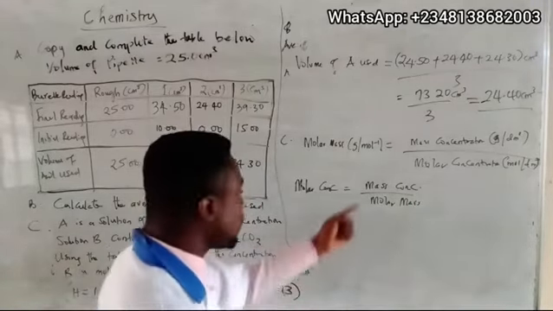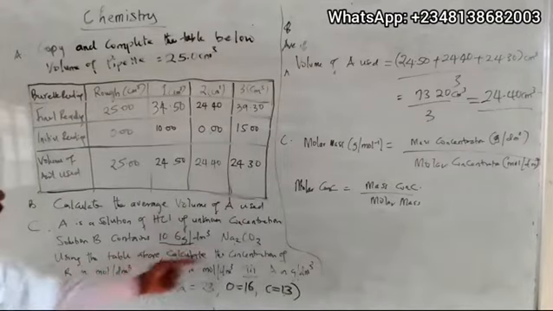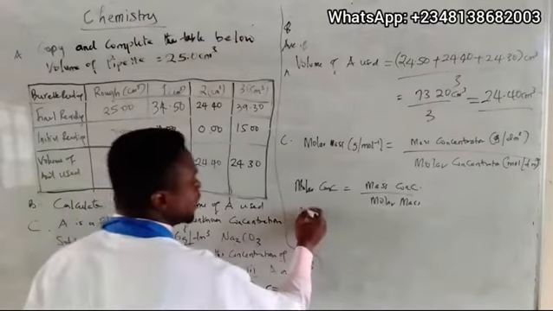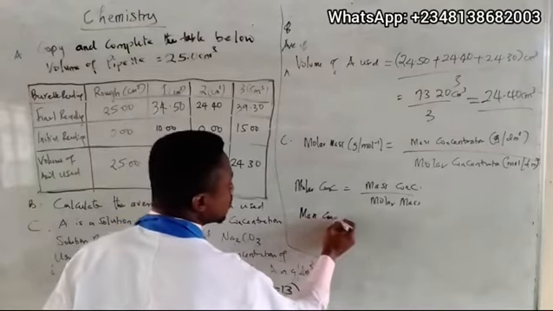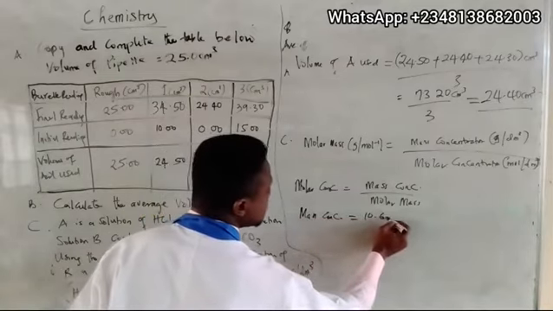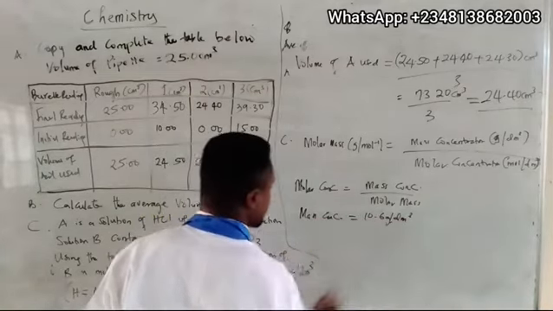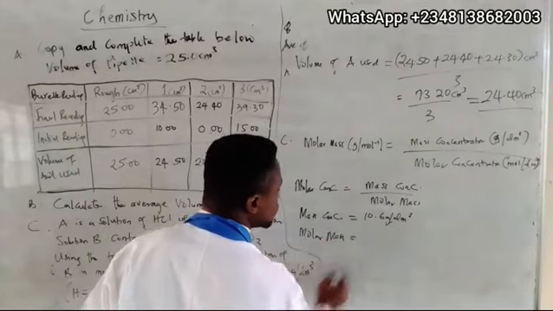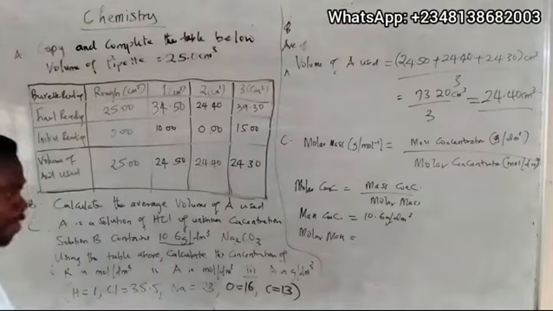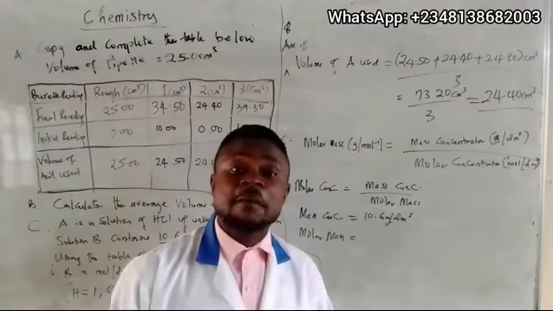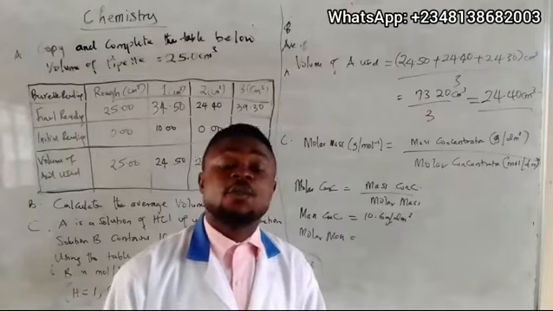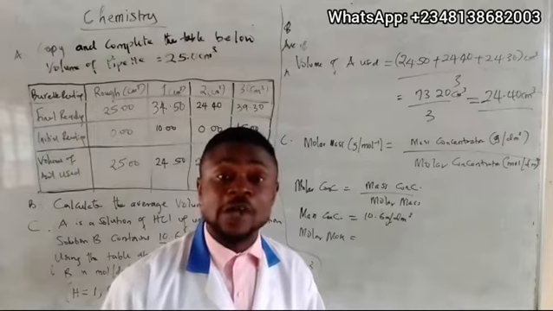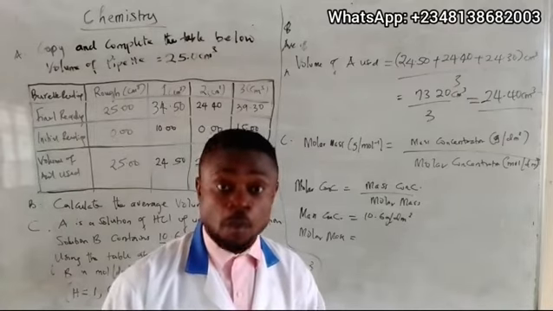Now, mass concentration: the mass conc of sodium trioxocarbonate(IV) is 10.6 gram per dm cube. Now, what is molar mass? Remember, molar mass is the mass of 1 mole of a compound.